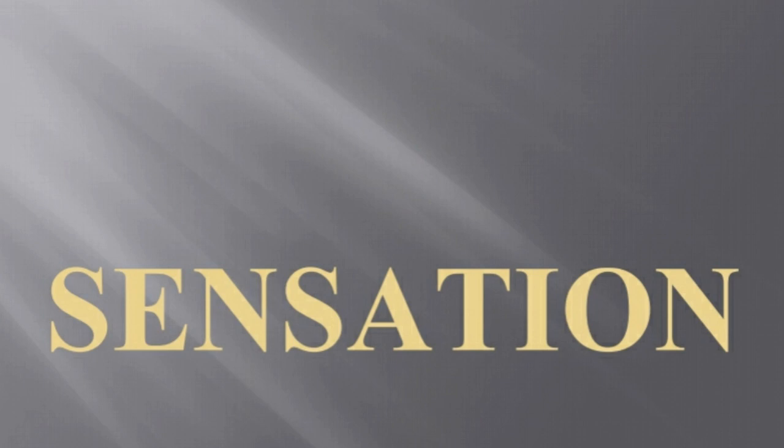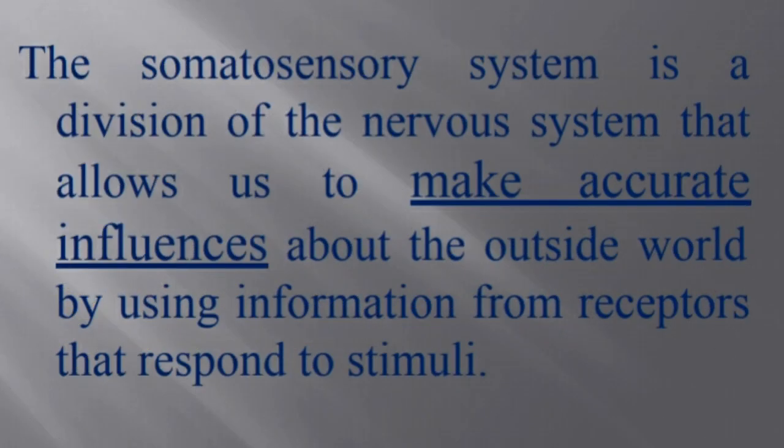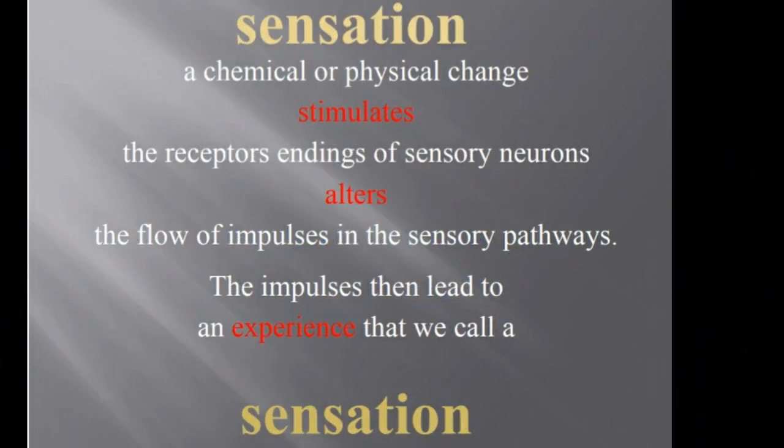What about sensation? The somatosensory system is a division of the nervous system that allows us to make accurate inferences about the outside world by using information from the receptors that respond to stimuli. Sensation is a chemical or physical change which stimulates the receptor endings of the sensory neurons, which alters the flow of the impulses in the sensory pathways. The impulse then leads to an experience that we call sensation.